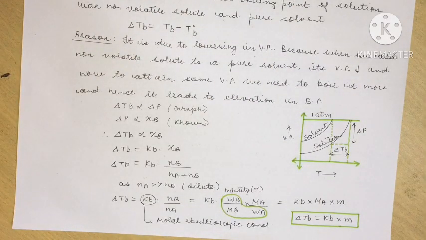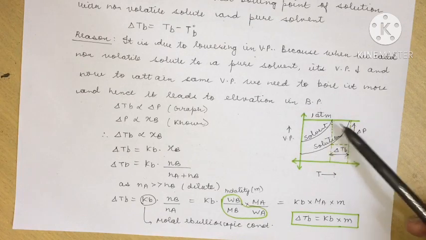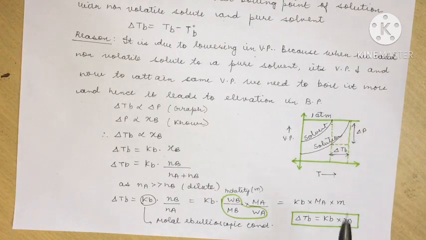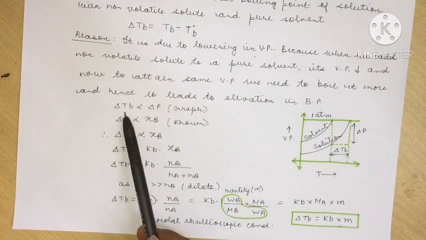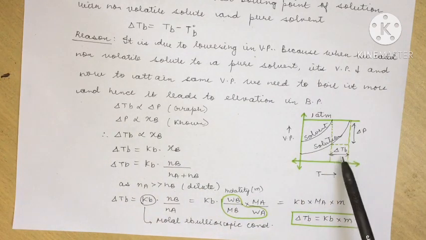Suppose at 100 degrees Celsius the water evaporates. Now we have a solution which is not evaporating at 100 degrees Celsius. So at 100 degrees Celsius, what is the condition of the solution? This point and this point give delta P. So we can say that delta Tb is directly proportional to delta P, meaning the more the elevation in boiling point, the more the pressure difference. This is easily understood from the graph.